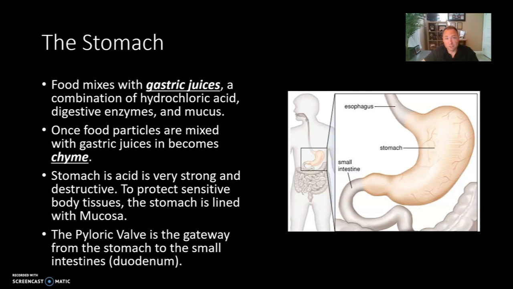Now, at the bottom of your stomach is the pyloric valve. The pyloric valve is the gateway from the stomach to the small intestines, or the beginning part called the duodenum, and it will open and allow chyme into the small intestines for future absorption.